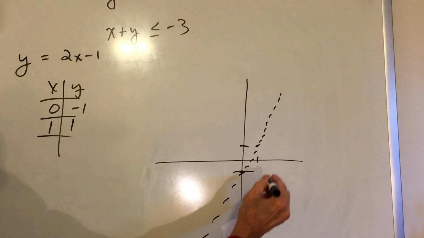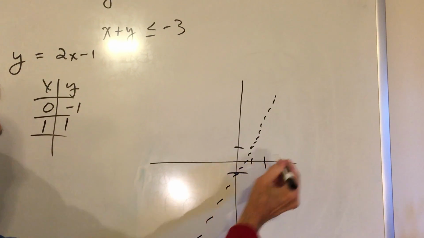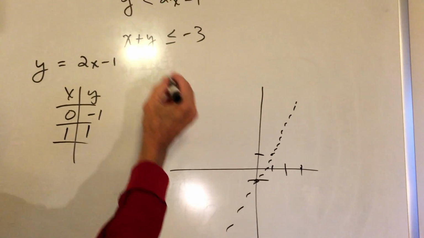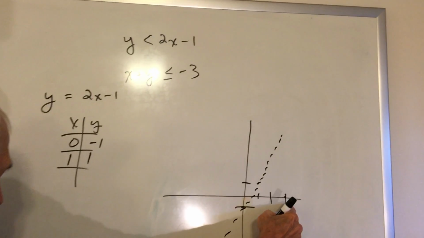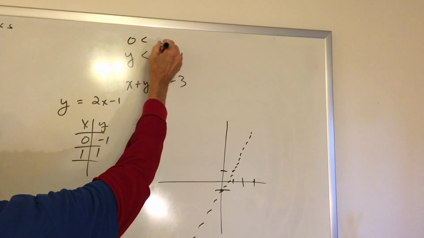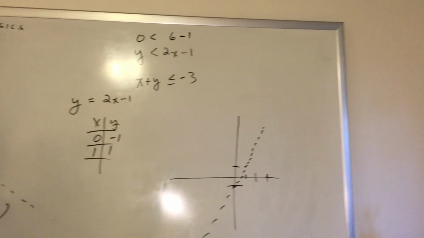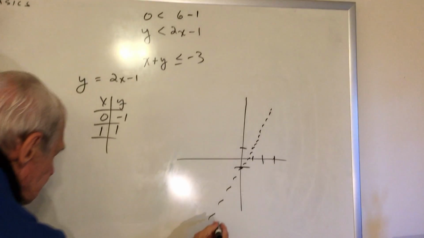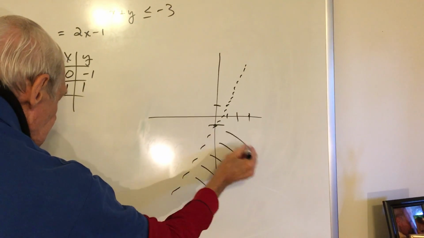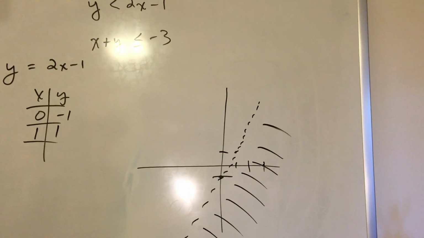We can pick a test point, let's pick a different one. Let's pick one over here at 3, 0. If we put 3 in for x and 0 into y, we would have 0 is less than 6 minus 1. 0 is less than 5, that's true. So we take that side of that graph.